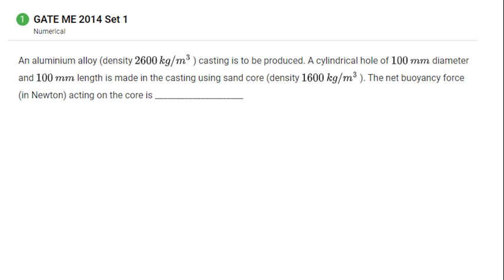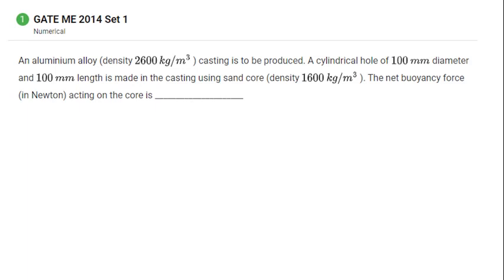Okay, let's solve this question. What is the question? An aluminium alloy casting is to be produced. You have to make an aluminium casting. A cylindrical hole of 100 diameter and 100 length is made inside the casting using a sand core. The net buoyancy force acting on the core.